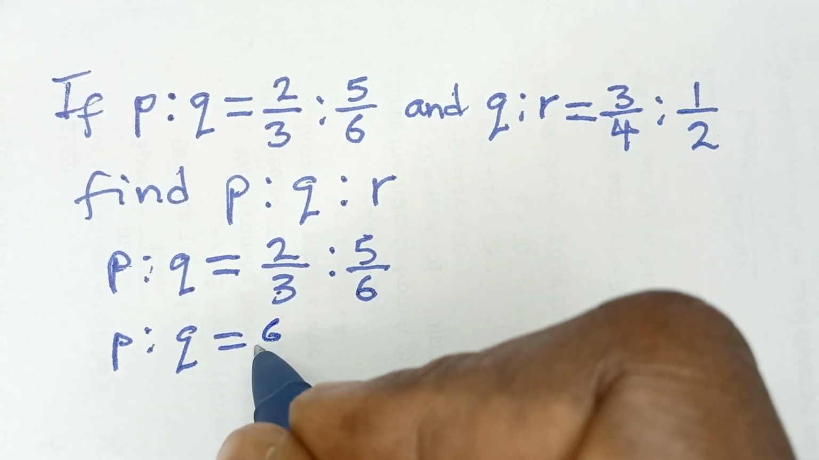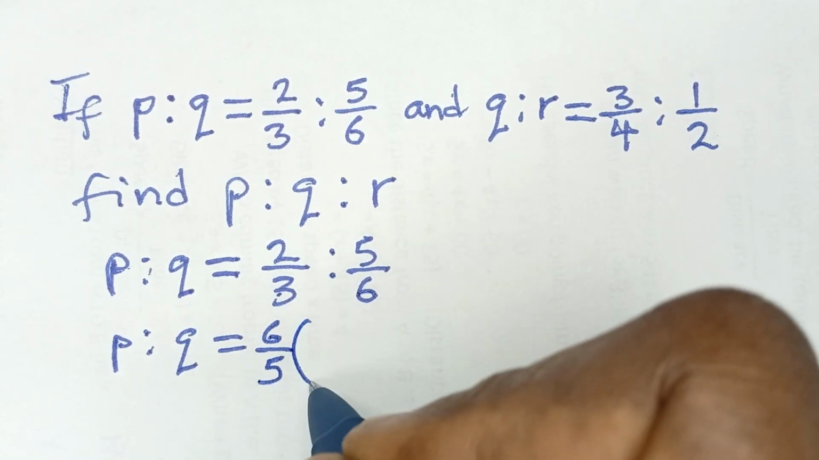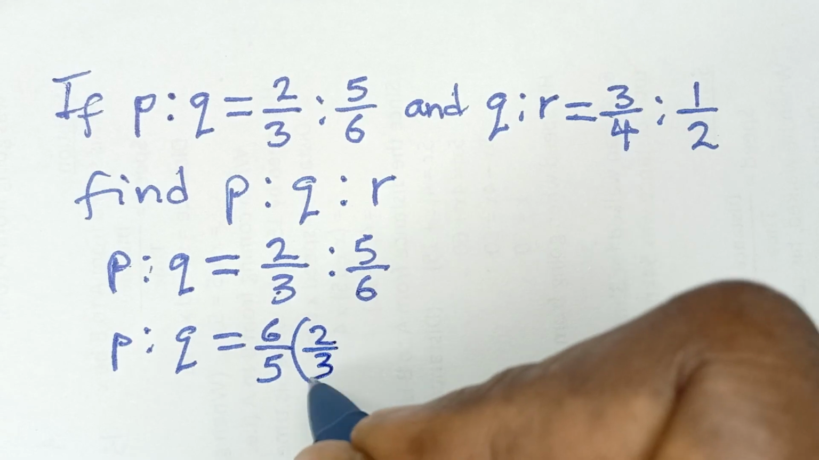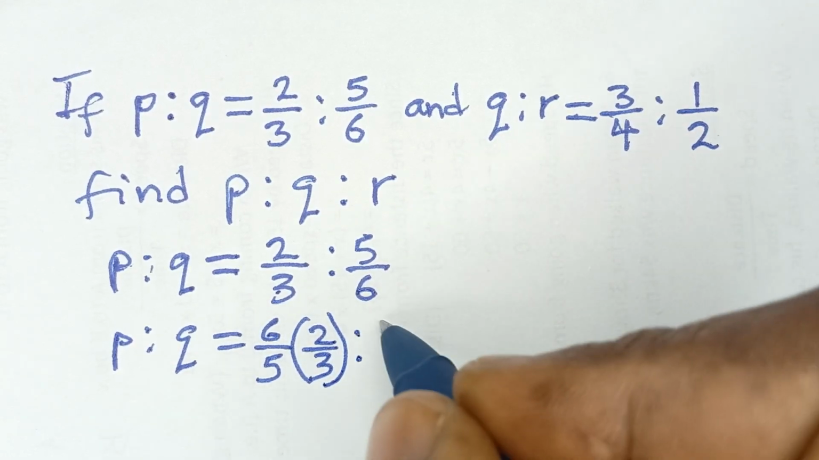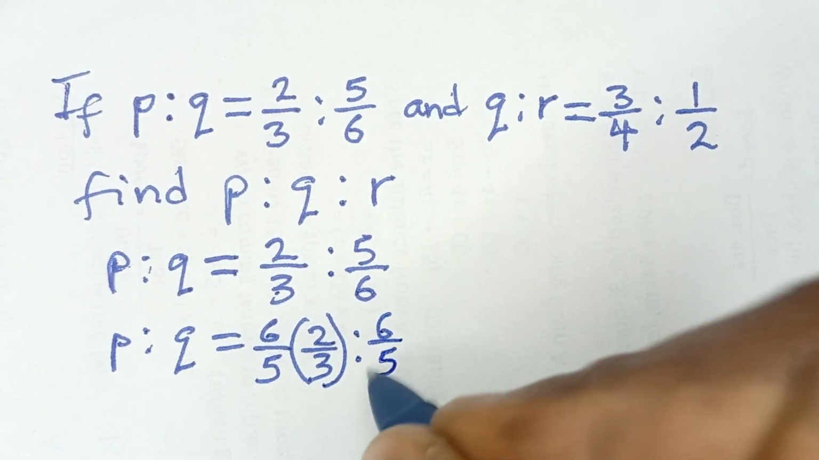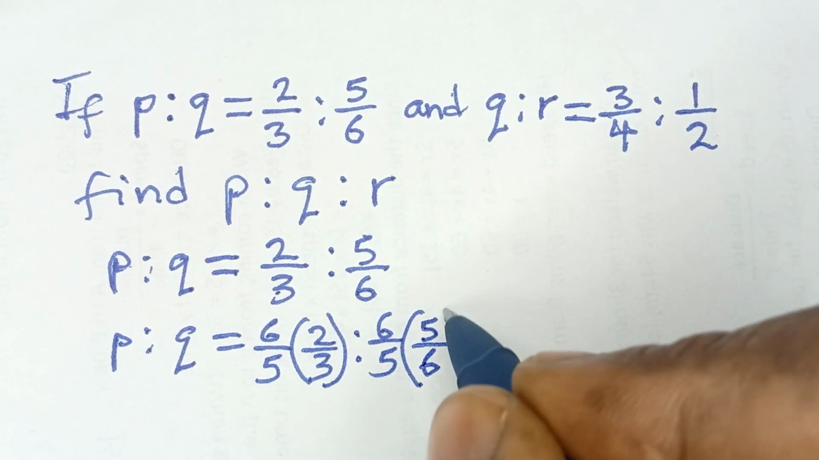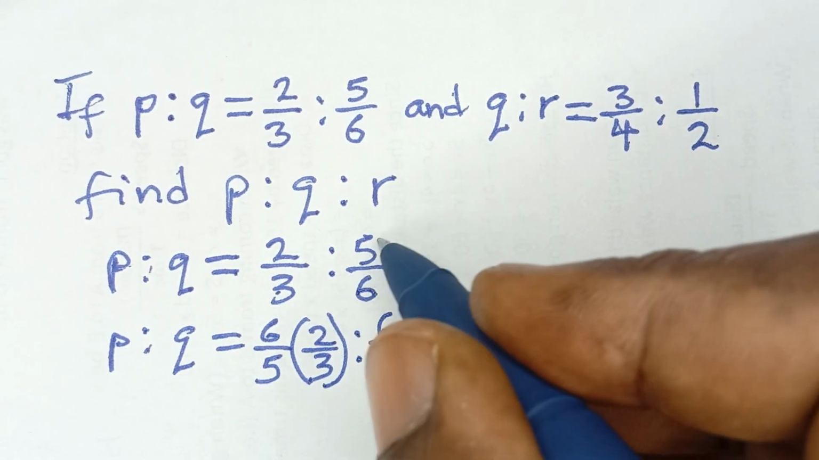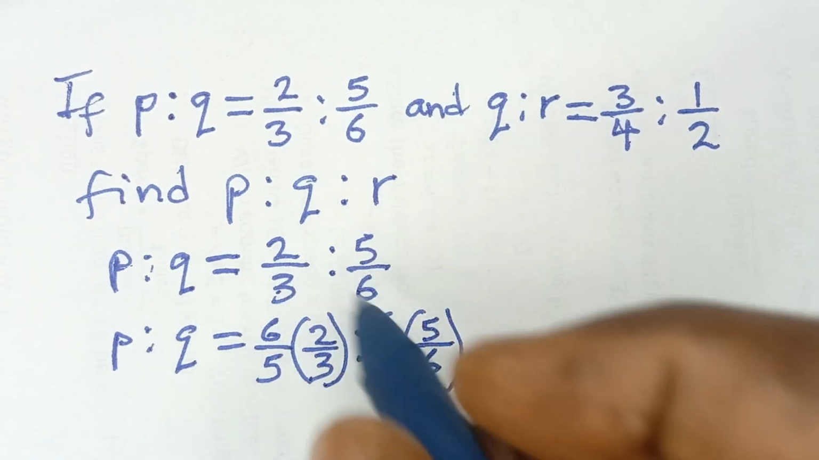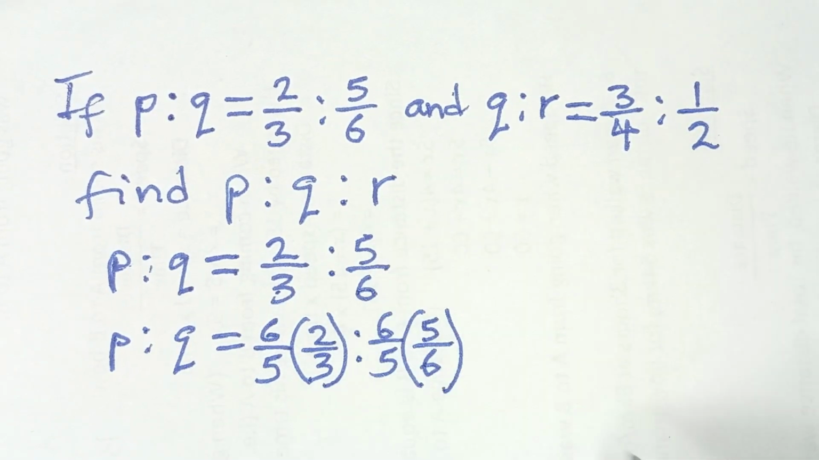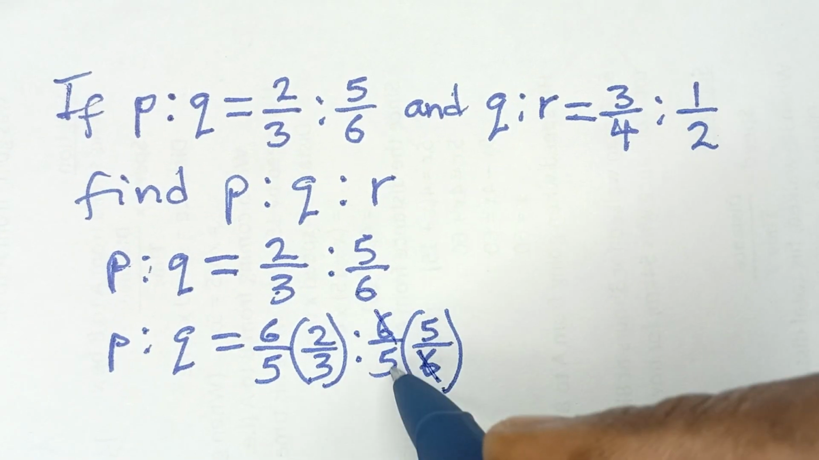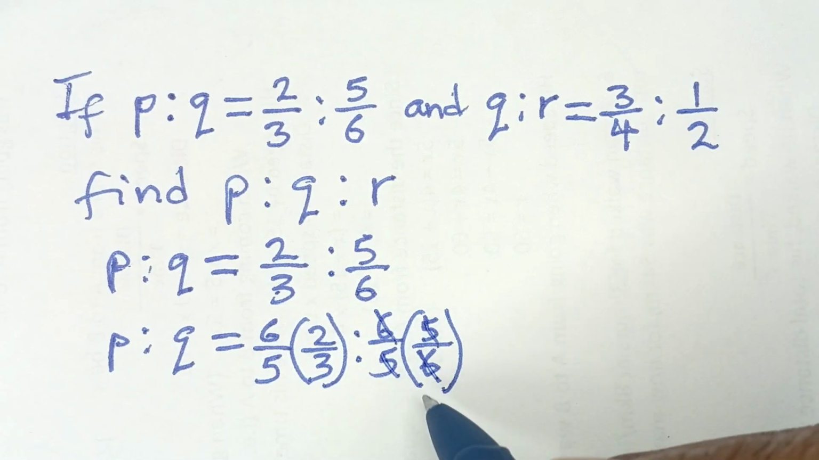So 6/5 multiplied by 2/3 ratio 6/5 multiplied by 5/6. So I'm taking the inverse of this, which is 6/5, to multiply the two parts of the ratio so that this part becomes 1. So 6 will cancel 6, 5 will cancel 5, and I'm left with 1.